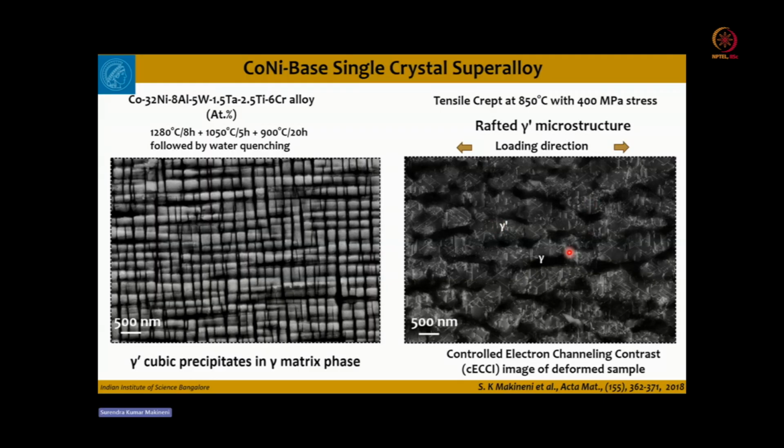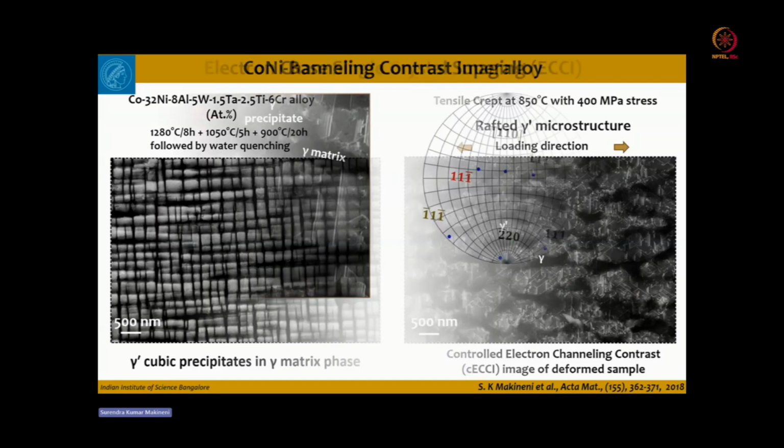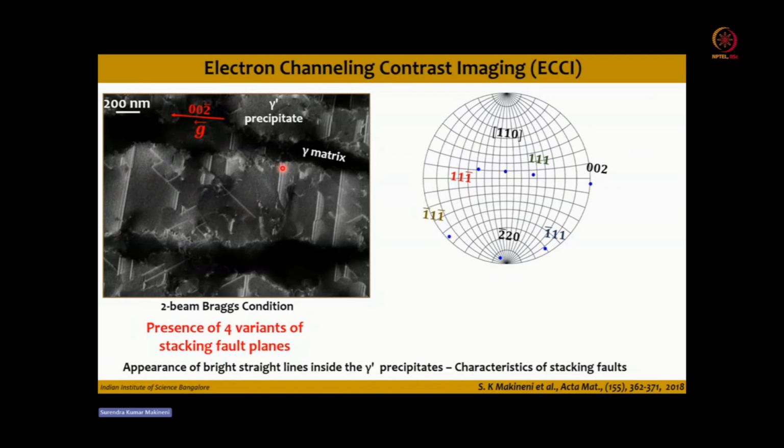And this is a controlled electron channeling contrast image of the deformed sample, and these gamma prime precipitates are rafted. In these gamma prime precipitates, you can see the appearance of bright linear features. These bright linear features are nothing but the planar faults in the sample. If you magnify the particular region, you can see that these bright features correspond to different variants on different {111} planes. So this is an ECCI image. You can see the gamma matrix is dark, gamma prime is relatively brighter, but these features are much brighter than the gamma prime. So these are in the channeling condition.